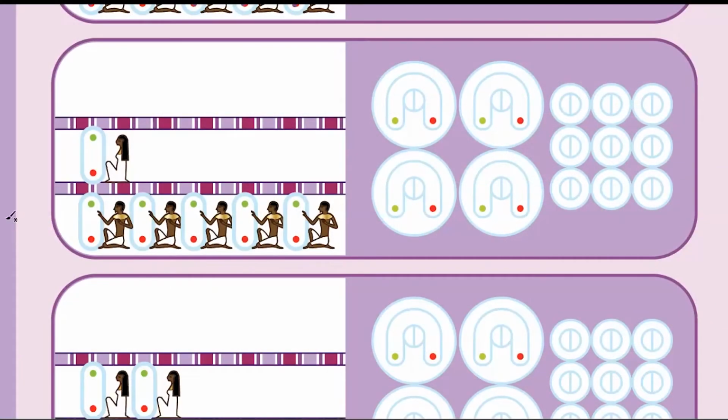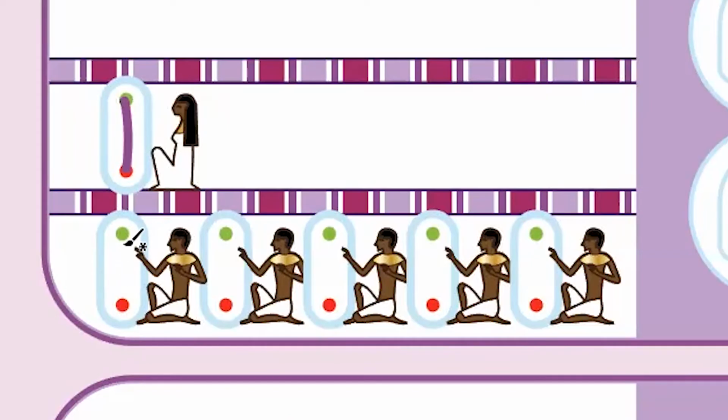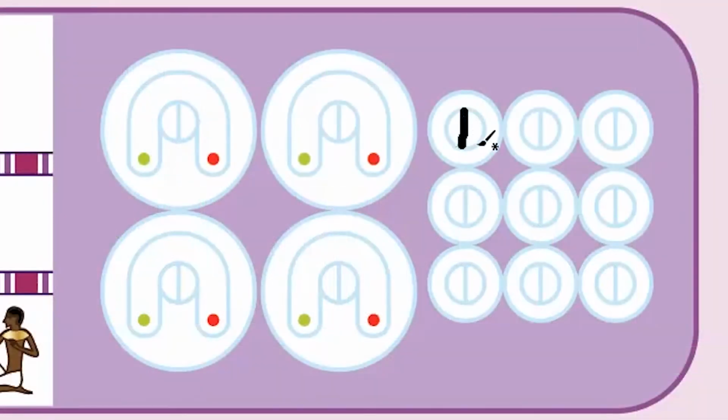So we need to count the units to the left for all the villagers. 1, 2, 3, 4, 5, 6. 1, 2, 3, 4, 5, 6. Sticker time, sticker, sticker, sticker, sticker.